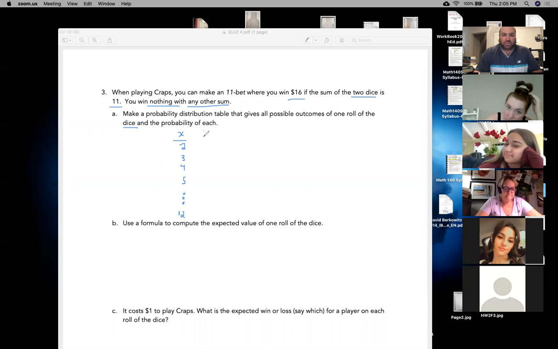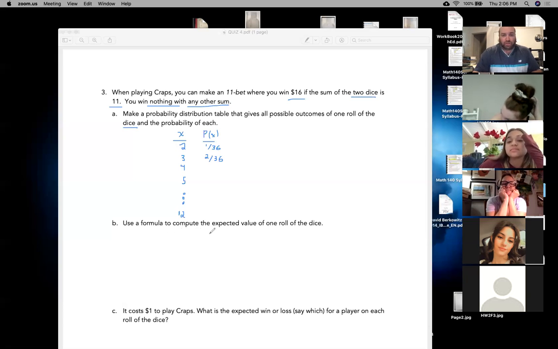And we've already done this before, so this part wasn't new. But the probability distribution, what is the chance of getting a 2? Well, it can only happen in 1 out of the 36 ways. And how about a 3? That can only happen in 2 out of the 36 ways, and so on. So part A was nothing new. That should have been okay.